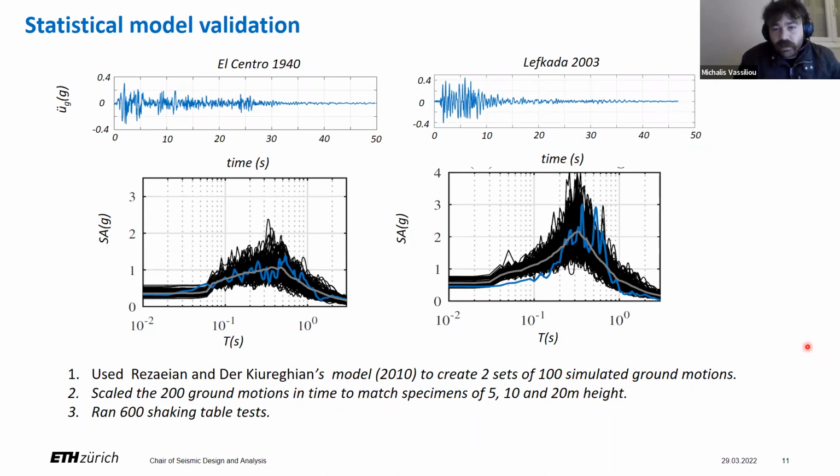And using the Rezaeian and Der Kiureghian model, we created two sets of 100 synthetic ground motions each that are statistically compatible with the seed ground motions of El Centro and Lefkada. Here are their elastic spectra. Then we scale them in time so that the specimen has a height of 5, 10, and 20 meters in the prototype scale. So we shook our specimen with 2 ground motions, El Centro and Lefkada, times 3 scalings, times 100 different statistically compatible ground motions. This means 600 different tests.